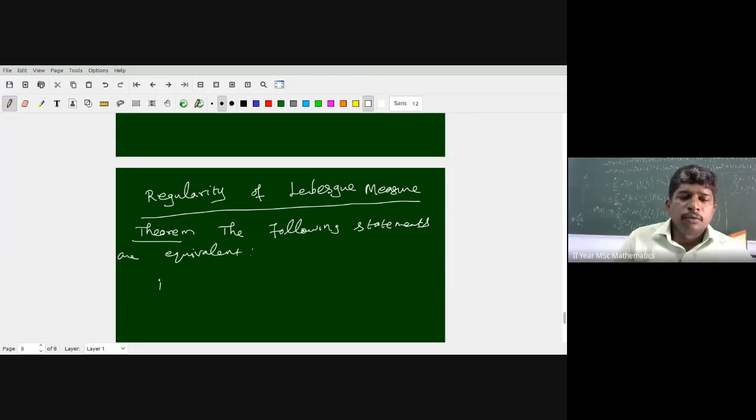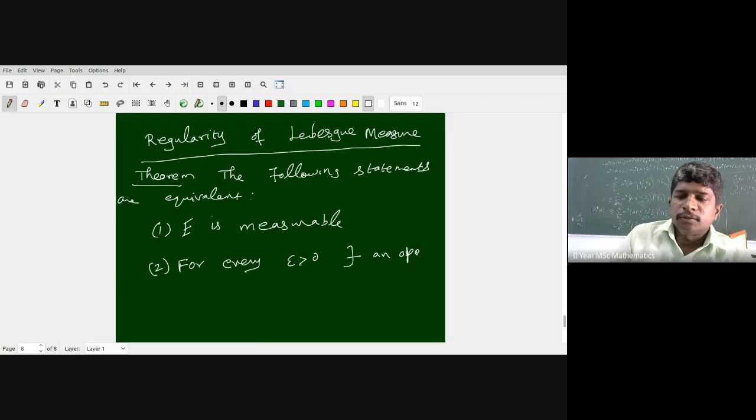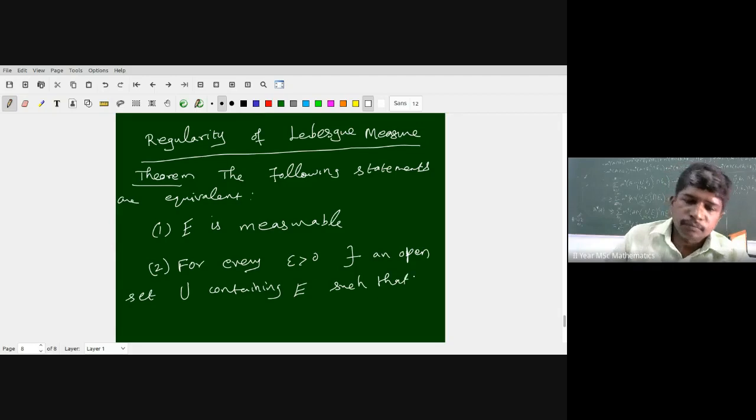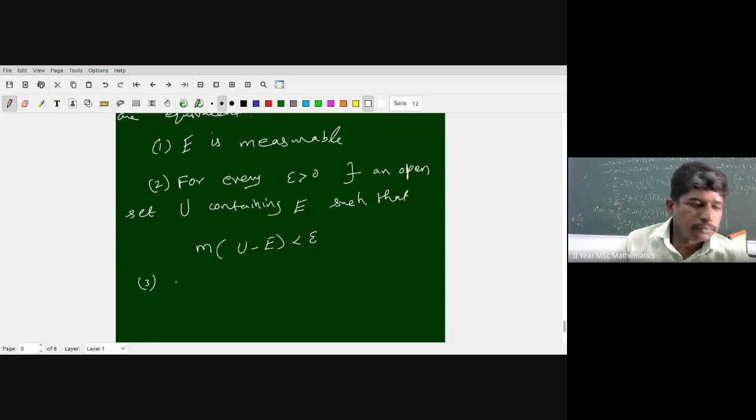So first one, number 1, a set E is measurable. Throughout this Lebesgue measure discussion, E is a subset of R. Second one, for every epsilon greater than 0, there exists an open set U containing E such that the measure of U minus E is less than epsilon.